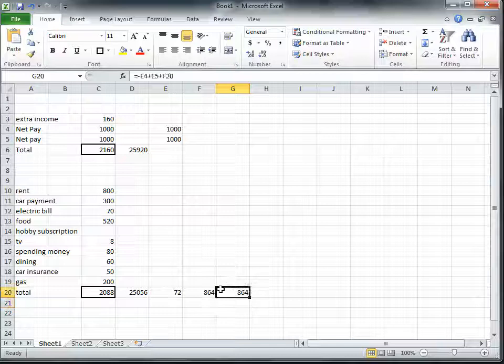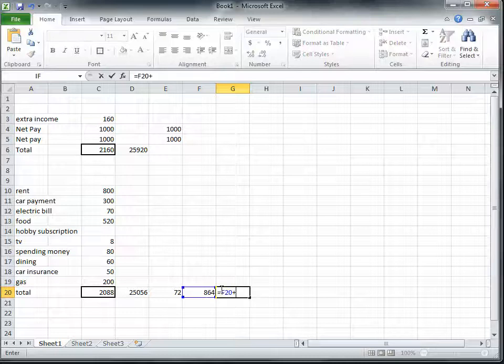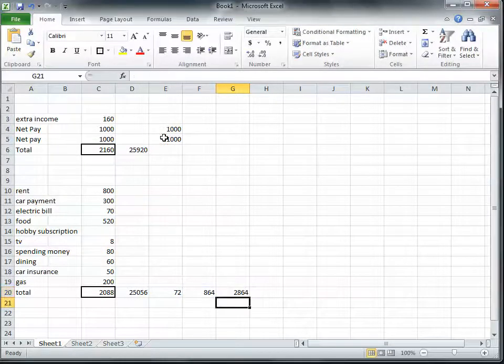Oops, sorry, did that wrong. Delete. All right, let's see, equal this plus this plus this. Okay, so now over the course of the year, I have an extra $2,864. Okay, that's doable, all right?